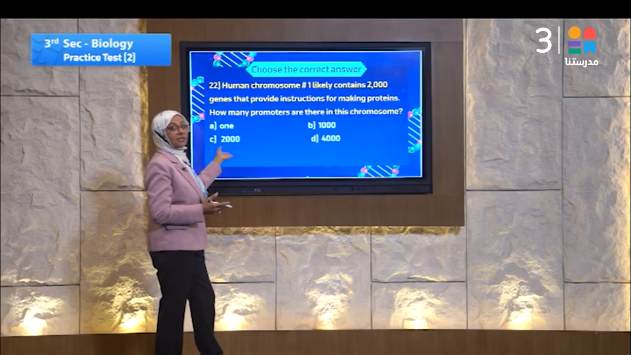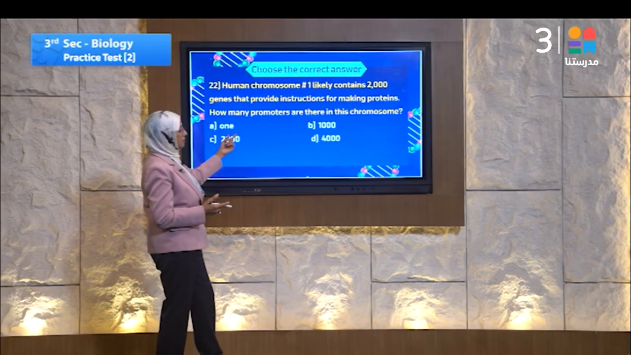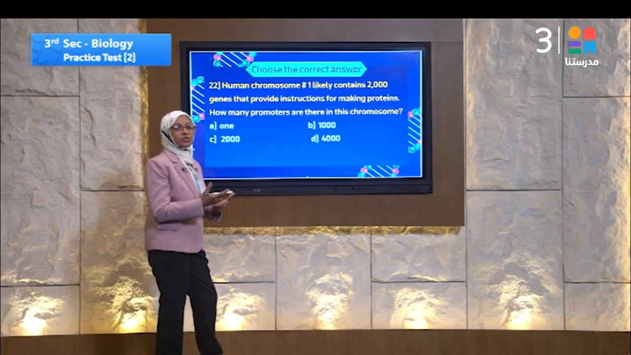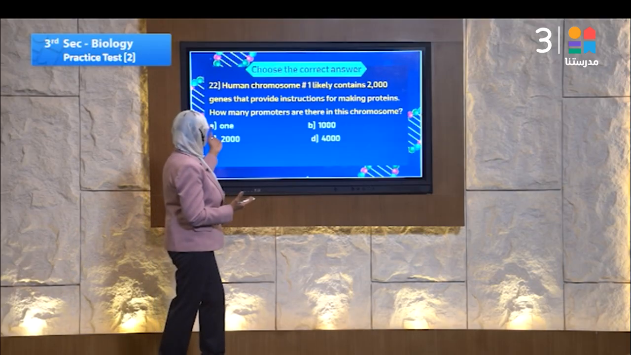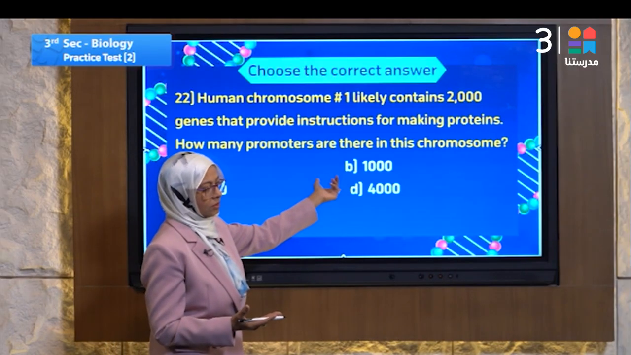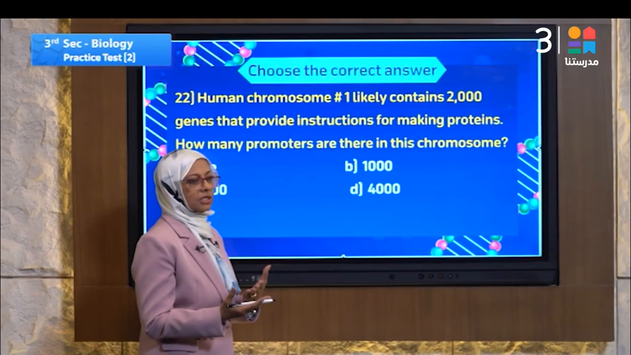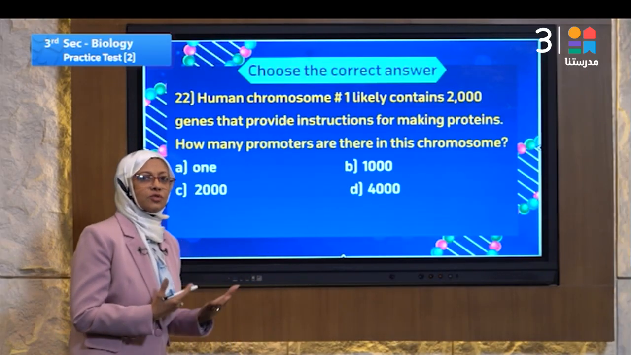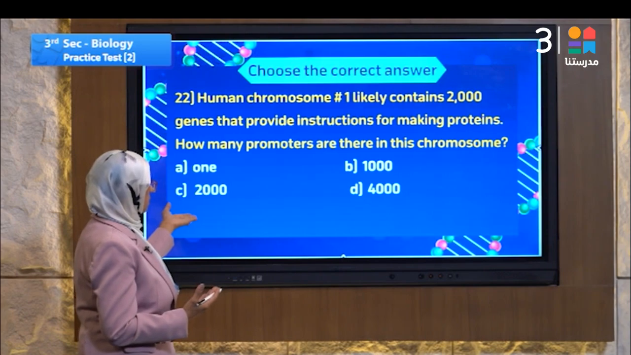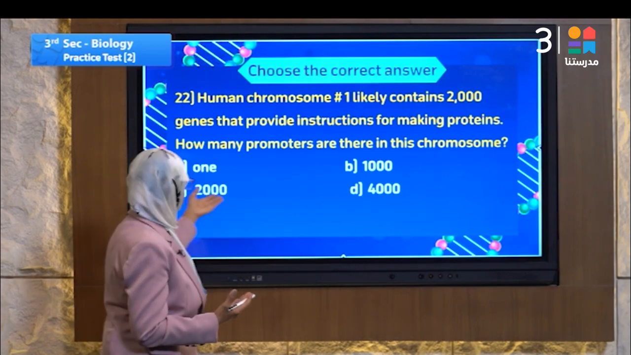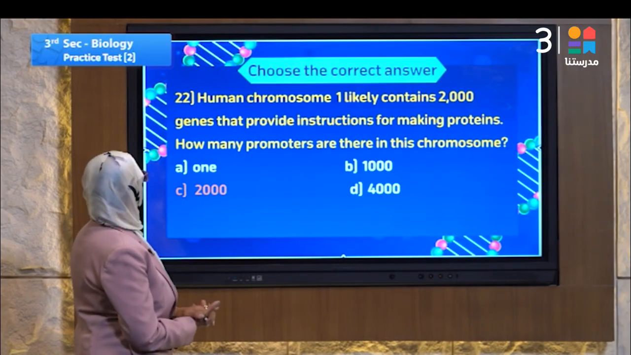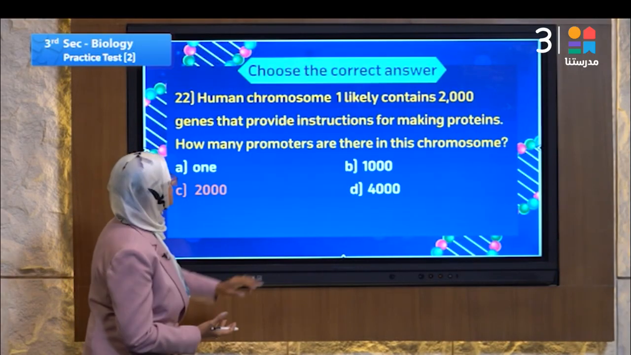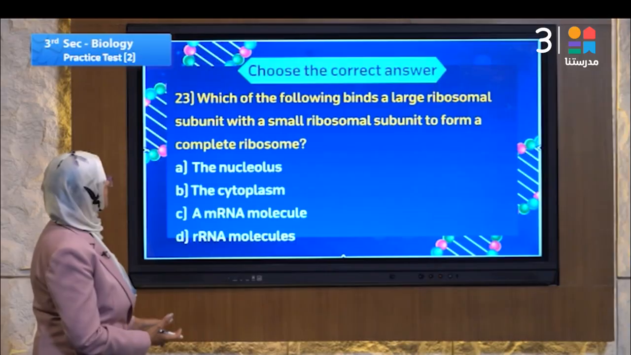Let's read the answers. Number A, 1? No, they are different genes, different proteins. Each protein has promoters. 1000? No. How do I know that each gene has the same function as the other gene? 2000? 4000? Yes, the answer is 2000 promoters. Let's go to question number 23.